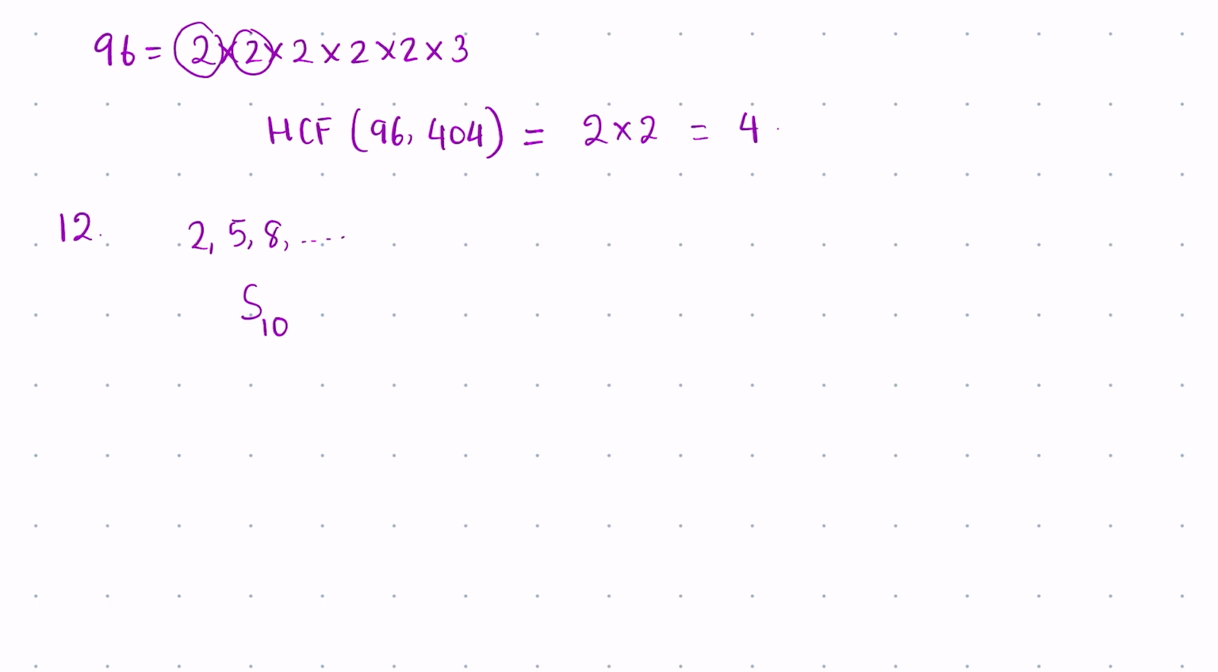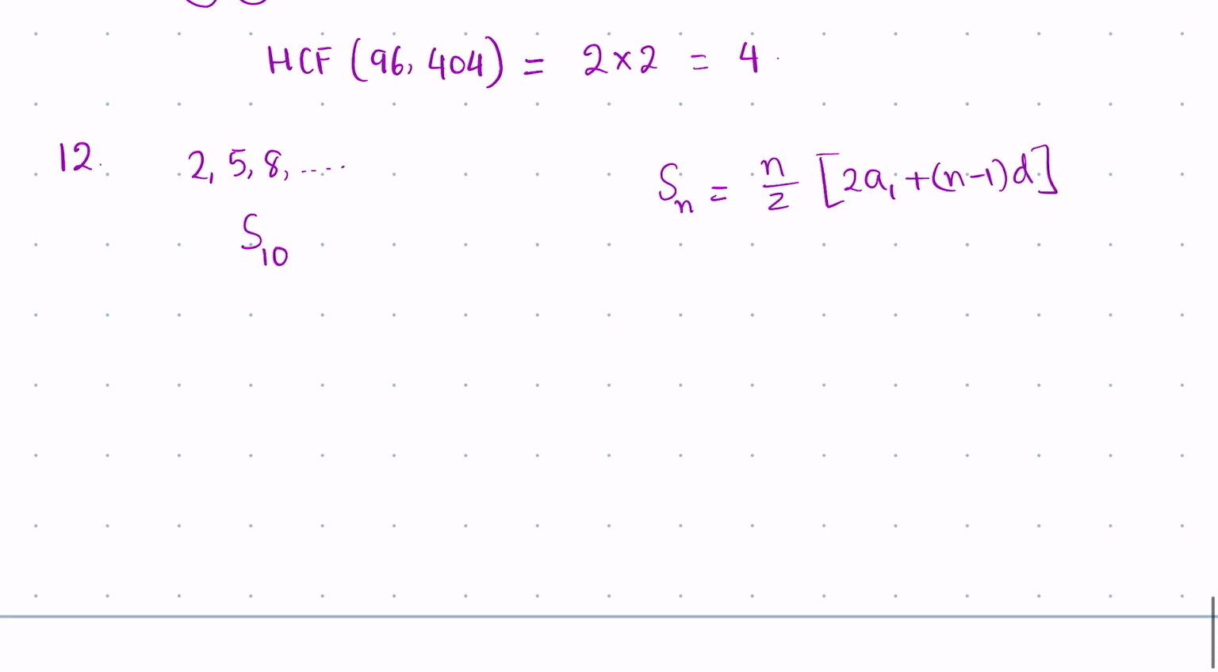If you recall, the formula for sum of the first n terms of an arithmetic progression, Sn, is equal to n divided by 2 multiplied by 2 times a1 plus n minus 1 times the common difference. So S10 really is equal to 10 divided by 2 multiplied by 2 times a1. A1 in this case is nothing but 2, the first term of the progression, 2 times 2 plus n minus 1, which is 10 minus 1, times d.